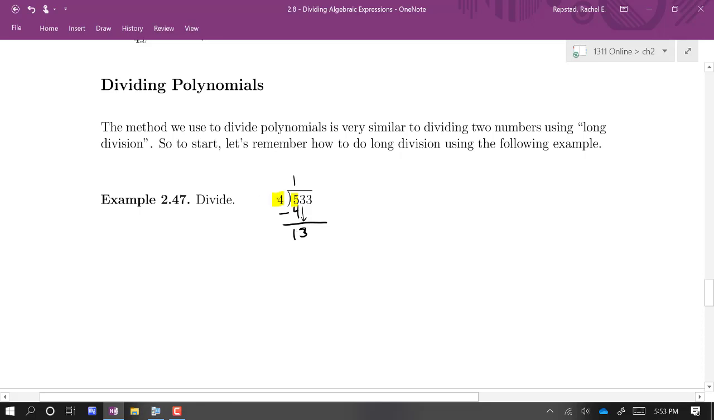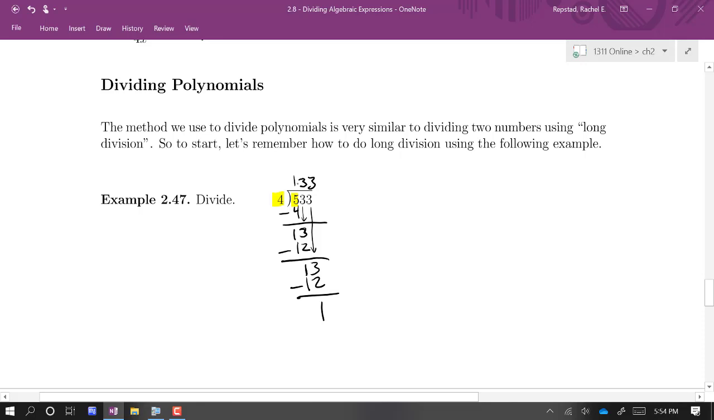I say, well, how many times does 4 go into 13? 4 goes into 13 3 times. 3 times 4 is 12. I do some subtraction, bring down the next digit, and I do it again. 4 goes into 13 3 times. 3 times 4 is 12. I do some subtraction, I get 1. Now I've got no more digits left over.